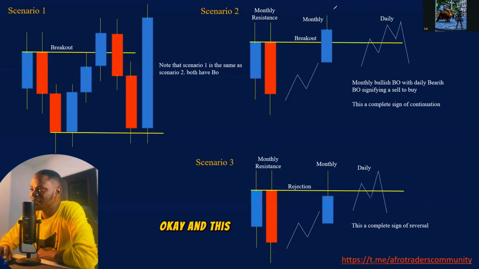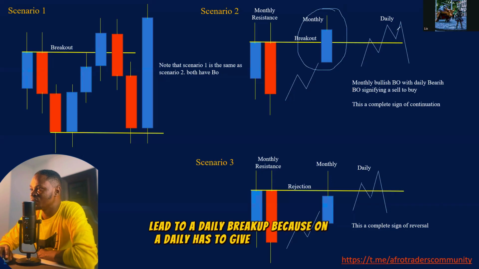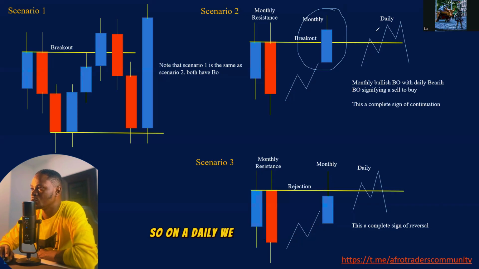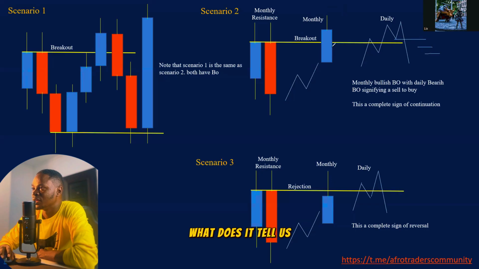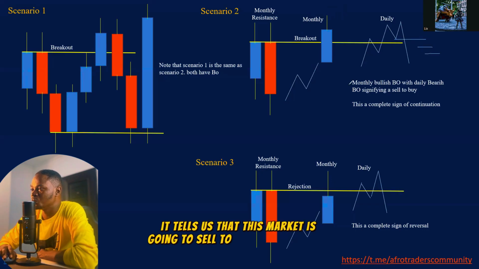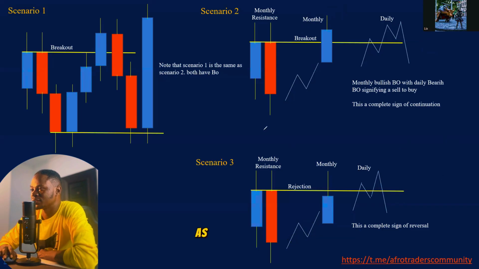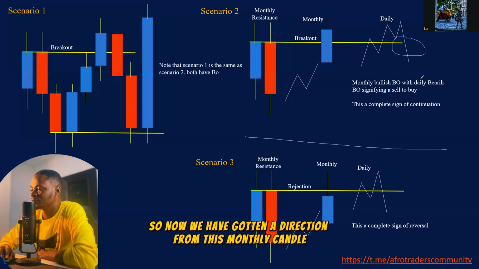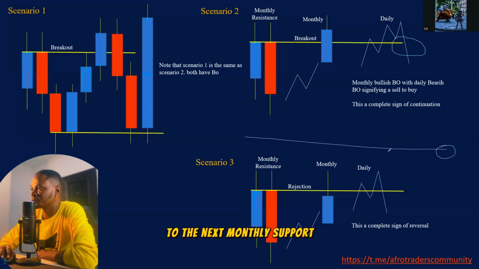And this breakout on the monthly led to a daily breakout, because we said on the daily it has to give us a breakout. So on the daily we got this breakout. We broke out, right? So since we have a daily breakout, what does it tell us? It tells us that this market is going to sell to reach the next monthly support. It's as simple as that. So it's going to sell to reach the next monthly support. So now we have gotten a direction from this monthly candle to the next monthly support.